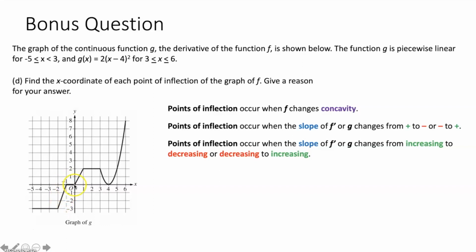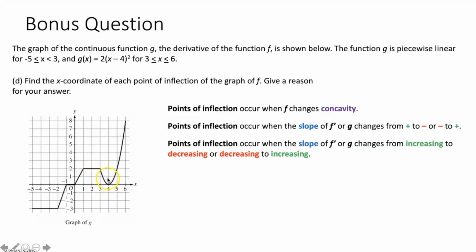Same thing with x is equal to 0. At x is equal to 0, your slope is changing from 0 to positive. At x is equal to 1, your slope is changing from positive to 0. So again, not an inflection point. At x is equal to 3, your slope is changing from 0 to negative. So again, not an inflection point.